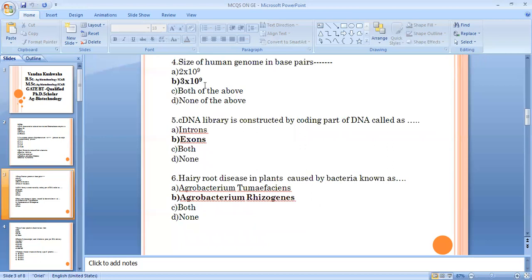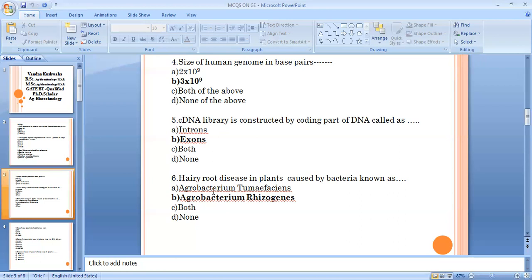Next question is going to you, that is cDNA library is constructed by coding part of the DNA, which is called as. Your options are introns, exons, both, or none. So right answer will be here exons. Friends, we know that exons are the functional part, or we can say it codes for the different polypeptide chains, but introns are non-functional. So we have to remove them in splicing from the mRNA.